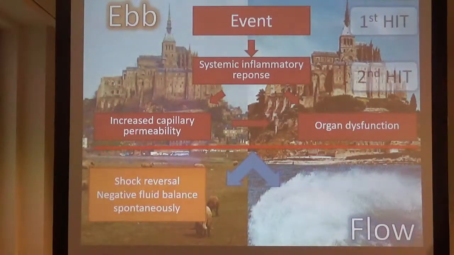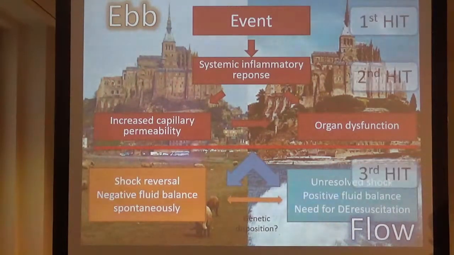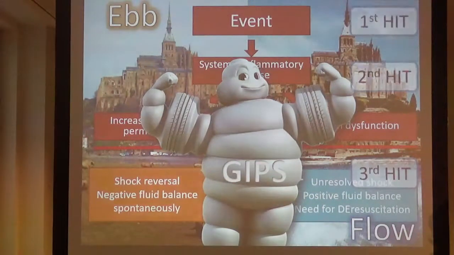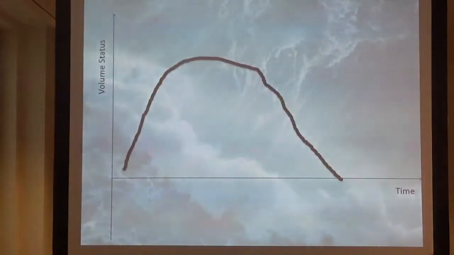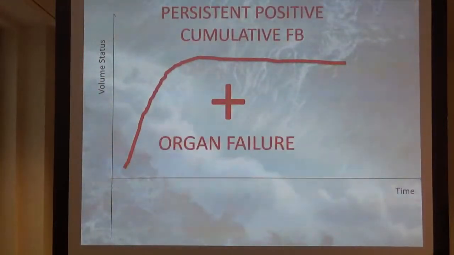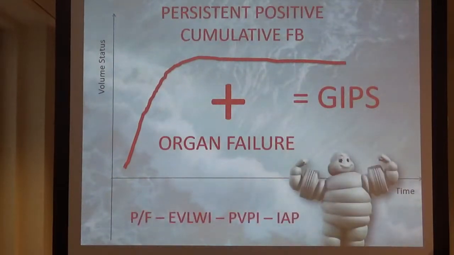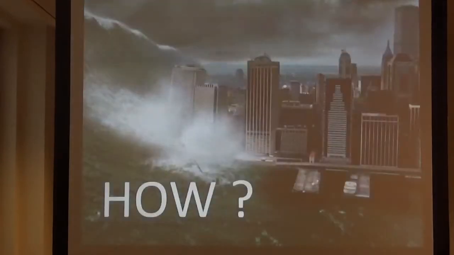So most of the patients will reverse shock because you give the right antibiotics, it's a good surgeon, and you have a good source control. But many of our patients will remain in what I would say an unresolved state of shock with a global increased permeability syndrome, anasarca, edema, and organ failure and dysfunction. So GIPS is, to my point of view, a positive cumulative fluid balance with new onset organ failure and dysfunction, which we could monitor by oxygenation, extravascular lung water, permeability, or maybe intra-abdominal pressure.